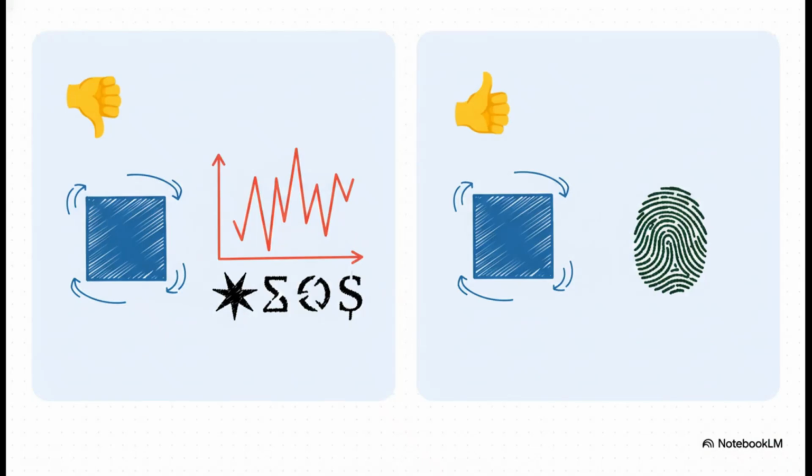And this slide really just lays it all out. On one side, you have the old way of doing things. You turn the shape, and its mathematical description just goes haywire. It's a totally different value. But then, on the other side, you have Zernike Moments. They create this stable, unique fingerprint for a shape, a value that stays the same, no matter how you spin.